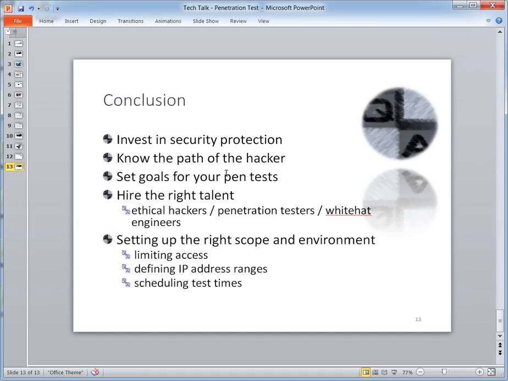Know the path of the hacker. We talked about that whole cycle there. Understanding your goals of the pen tests. Once you know the path, what goals do you set? Hire the right talent, the different types of engineers out there. And then lastly, set up the right scope environment, right? You want to limit access, define the ranges, and then schedule times to do tests.